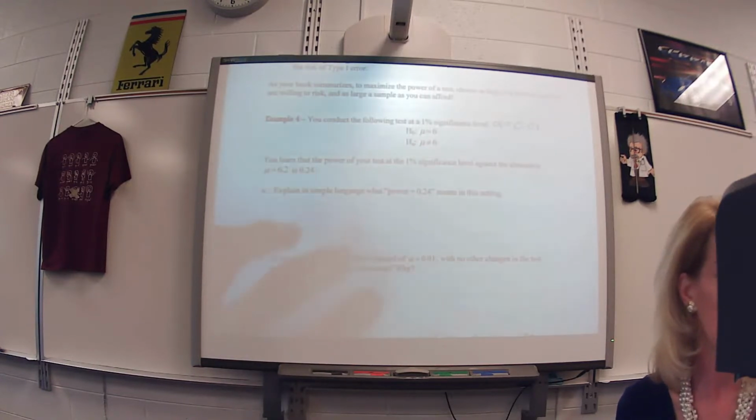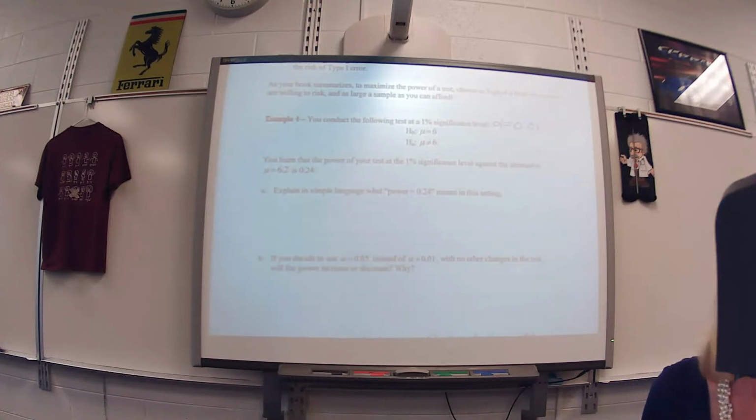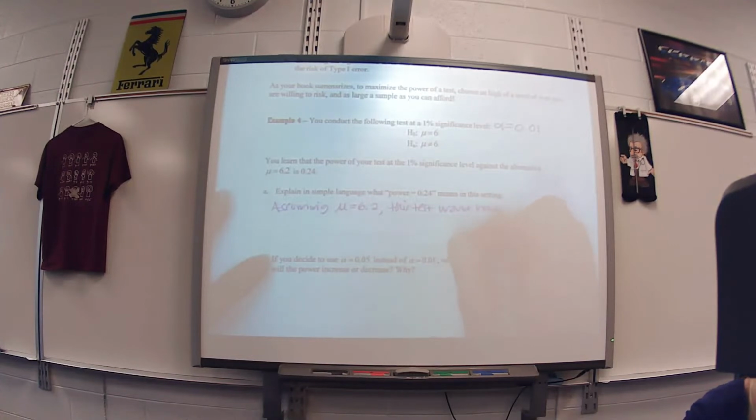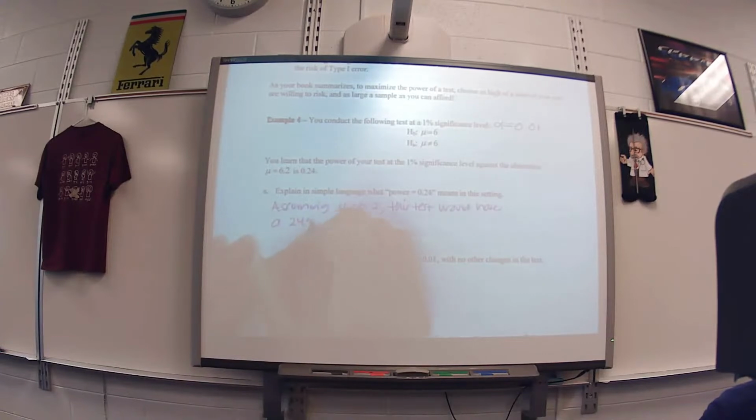You will at times have to explain what power is. Assuming mu really is 6.2, this test would have a 24% chance of correctly rejecting the null hypothesis of mu equals 6.